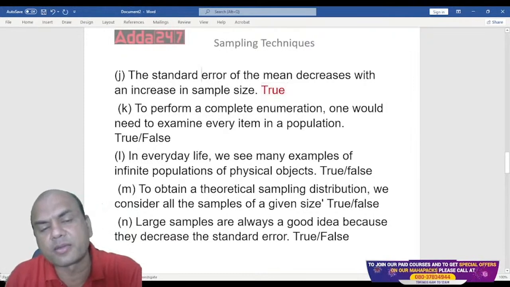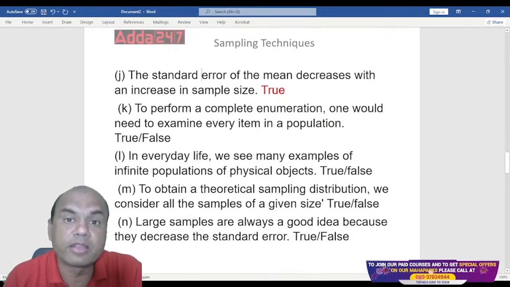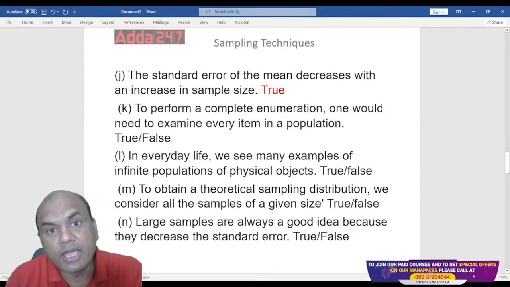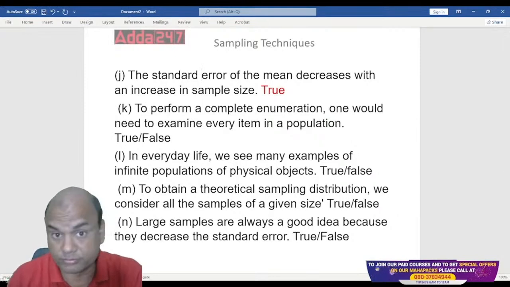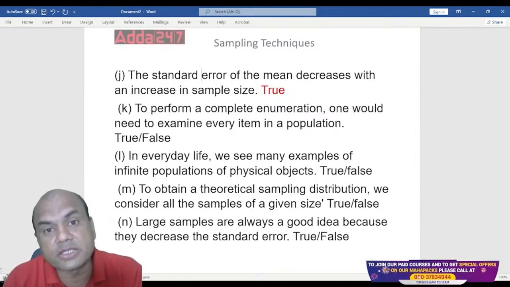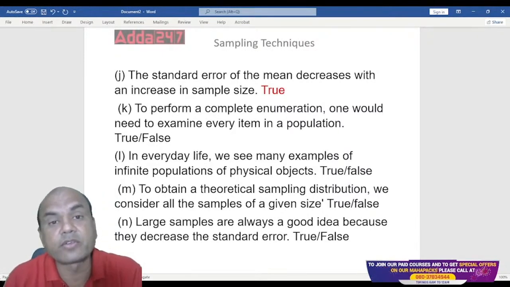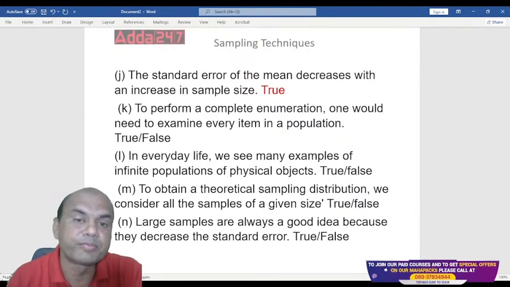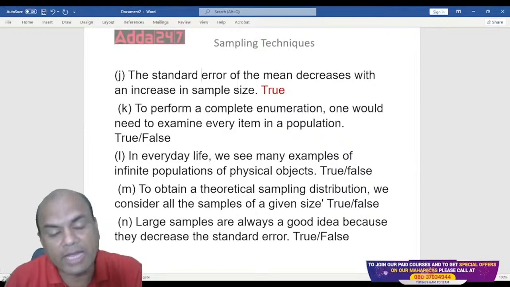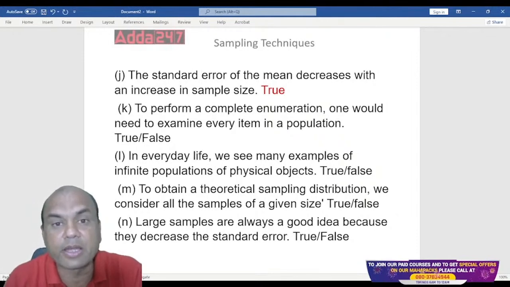What is standard error? Keep it very simple: standard error is the difference between the population mean and the observed mean. We have the formula z equals 1 upon the standard error times x bar minus mu. That formula gives you the difference between x bar and mu, which is known as the standard error rule.